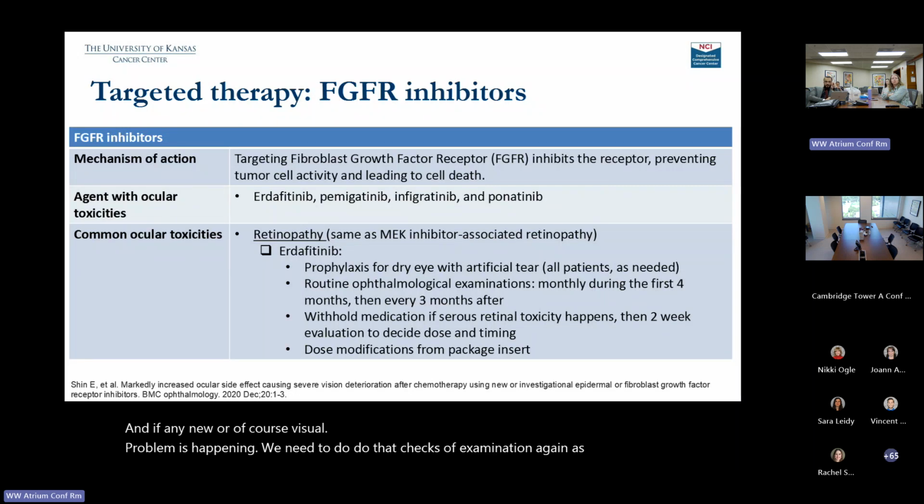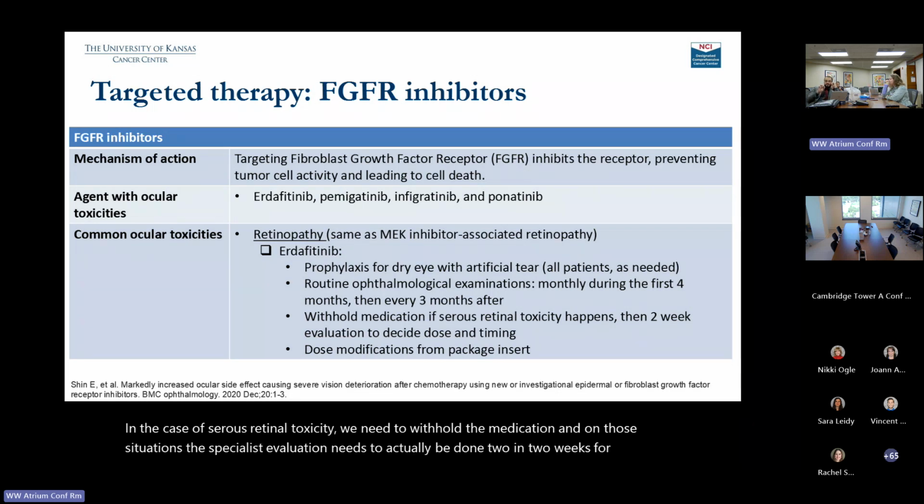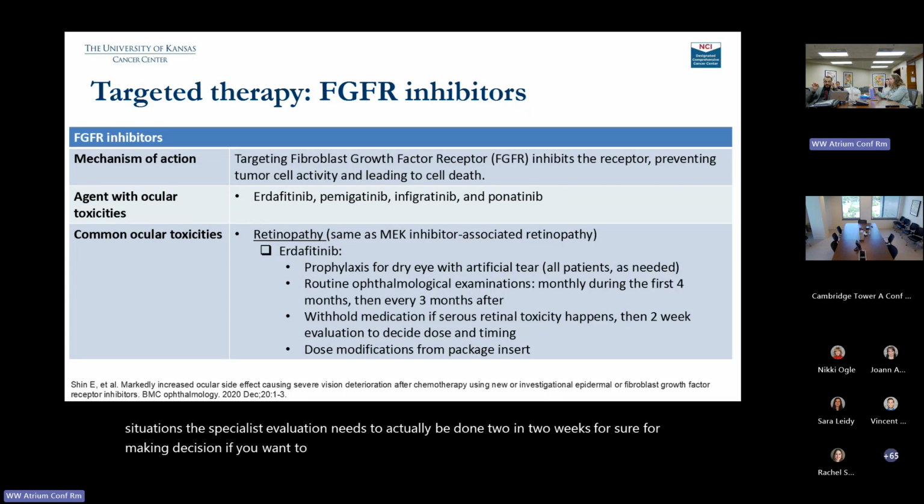And if any new visual problem is happening, of course, we need to do the examination again as well. In the case of serous retinal toxicity, we need to withhold the medication. In those situations, the specialist evaluation needs to be done within 2 weeks for sure, for making the decision if you want to restart the medication and at what dose. Consider that this package insert has some guidelines for dose modification for the drug as well.